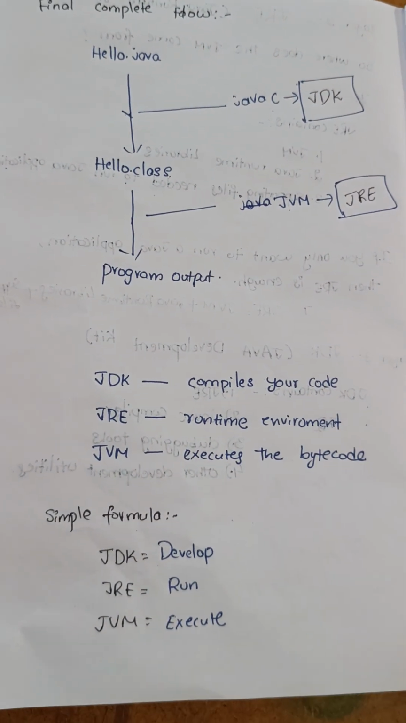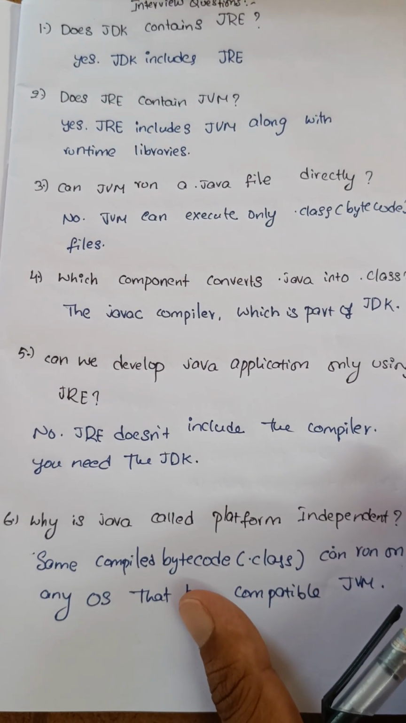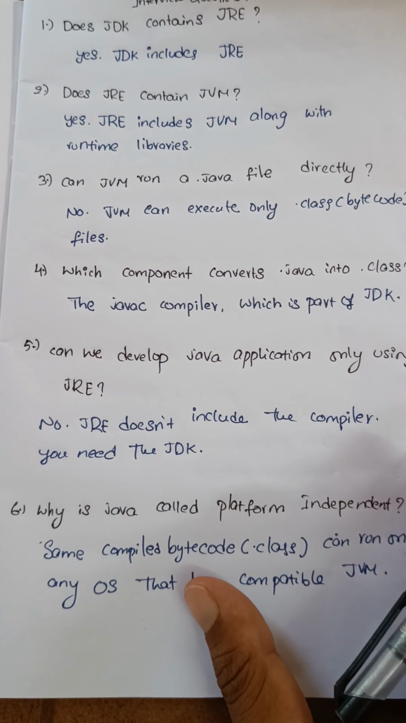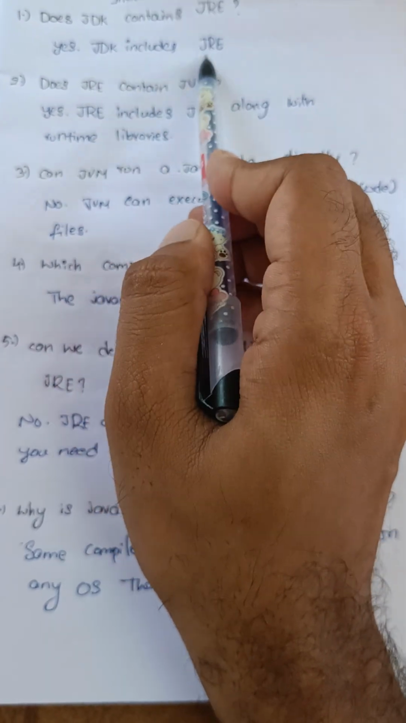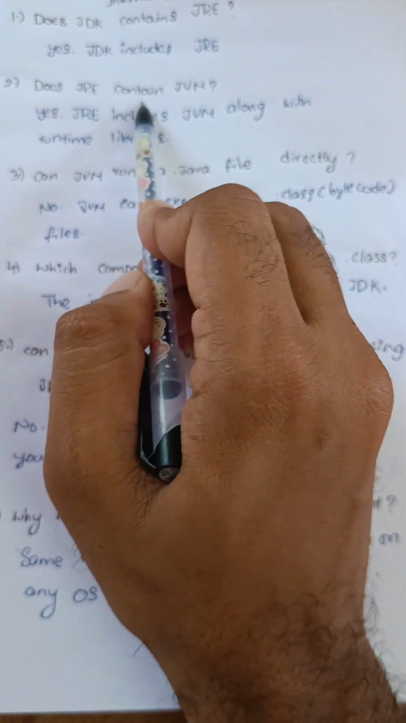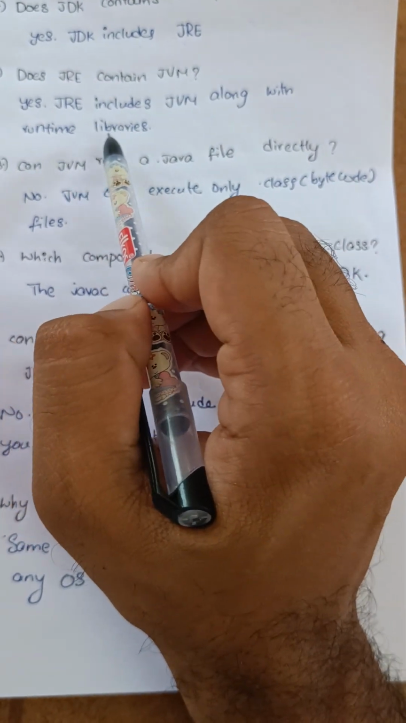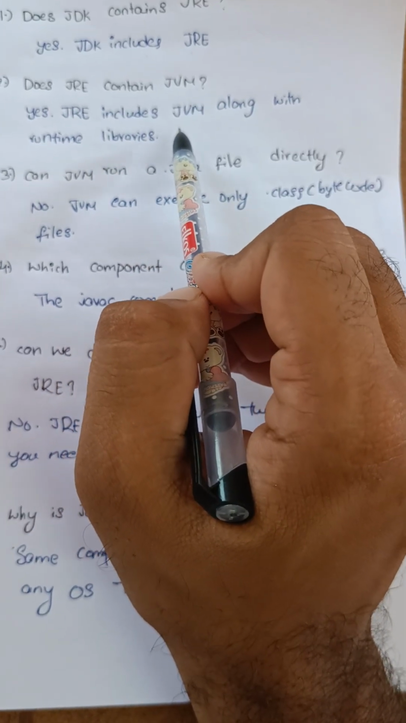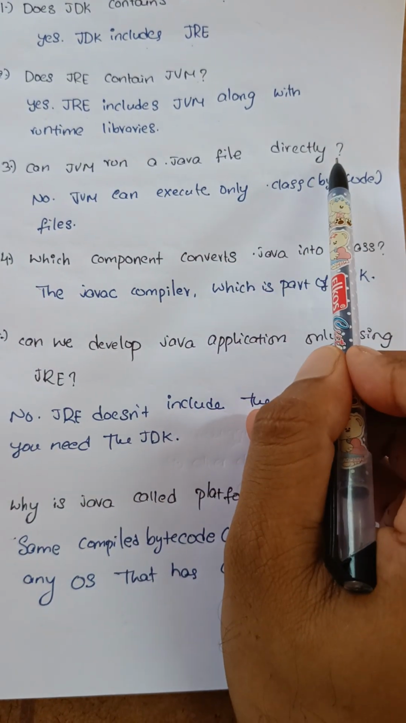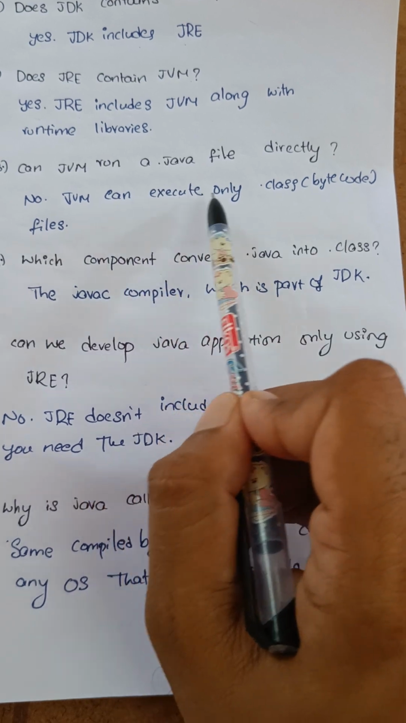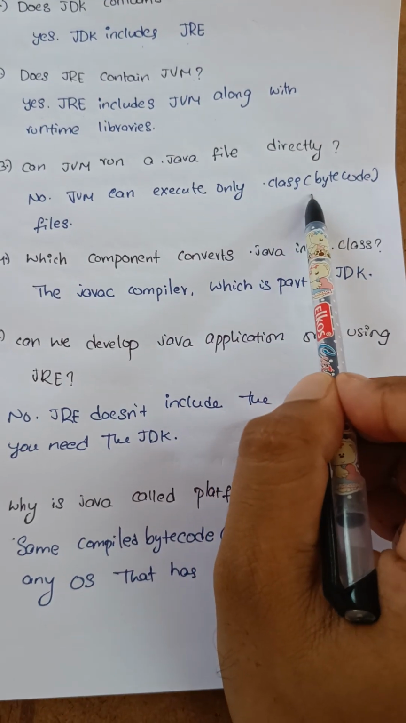Here comes the most important part, interview questions. These are the most common interview questions you will face in the interview. Does JDK contain JRE? Yes, JDK includes JRE. Does JRE contain JVM? Yes, JRE includes JVM along with some other runtime libraries and supporting files. Can JVM run .java files directly? No, JVM cannot execute .java files. It can execute only .class files.